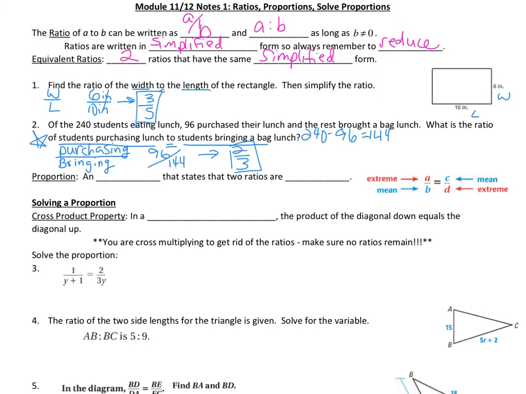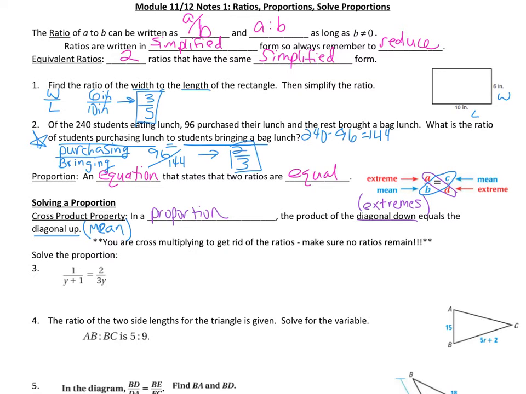A proportion we've seen before is an equation that states that two ratios are equal to each other. And if you look over on the far right, you can see that we have a ratio set equal to a ratio. So we have two ratios equal to each other. Now the cross product property means that in a proportion, the product of the diagonals going down, which if you look at my picture, I circled those, and those are the extremes, equals the diagonals going up. And I also circled those. So when you are cross multiplying, make sure you get rid of all the ratios, because if there's still ratios left, then you didn't really multiply the way you were supposed to.